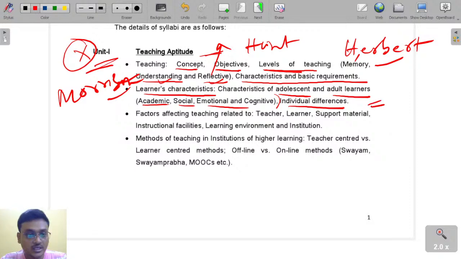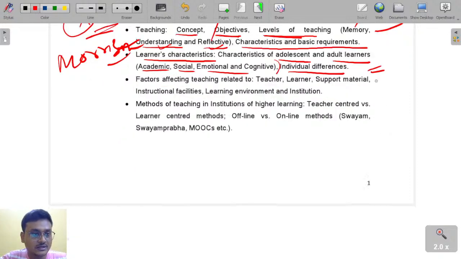You need to read all these things, study all these things. I will be covering all these things one by one in the upcoming videos. If you study right now, from now, you will definitely be benefited for the upcoming UGC NET exam.